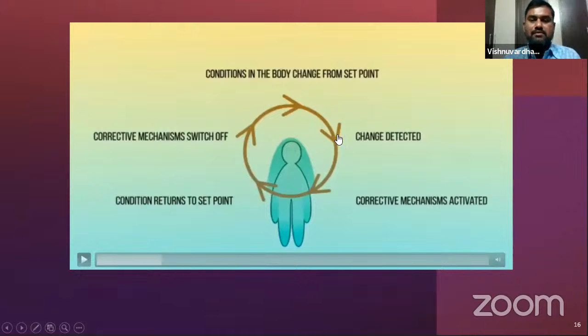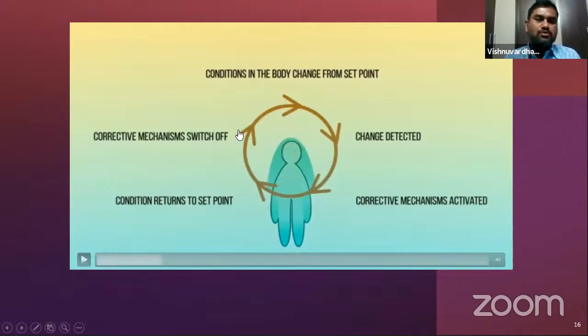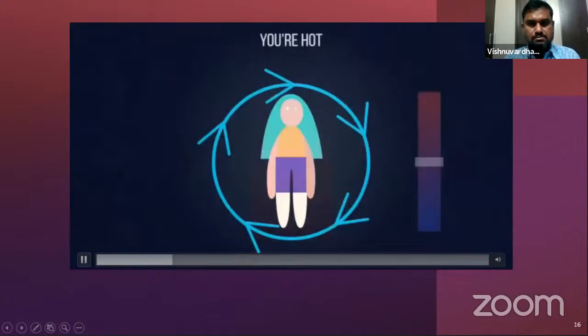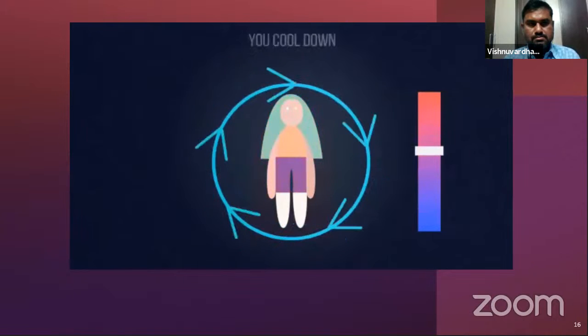Okay, when change is detected, the corrective mechanism will be activated. When the condition returns to set point, that means our body is cooled down, then corrective mechanisms switch off. It's a continuous cycle. Very simply put, you get too hot, your body detects that it's hot, your body turns on mechanisms to cool itself down. You cool down, the mechanisms are turned off again, and you're back to the start.